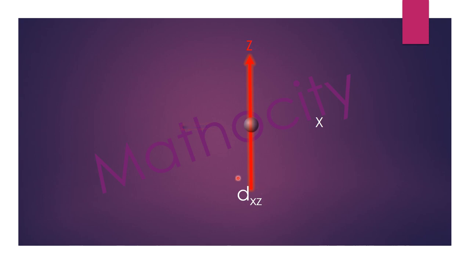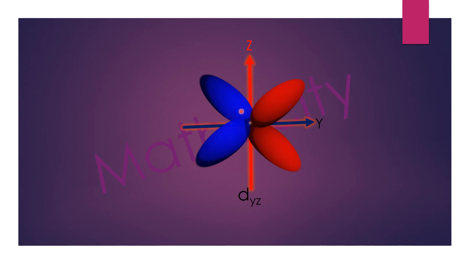Next, come to the next orbital. Observe this one. This is the y axis and this is the z axis. If the electron cloud orients in the yz plane, this is the yz plane. So, if the electron cloud orients in the yz plane, this is known as dyz orbital.